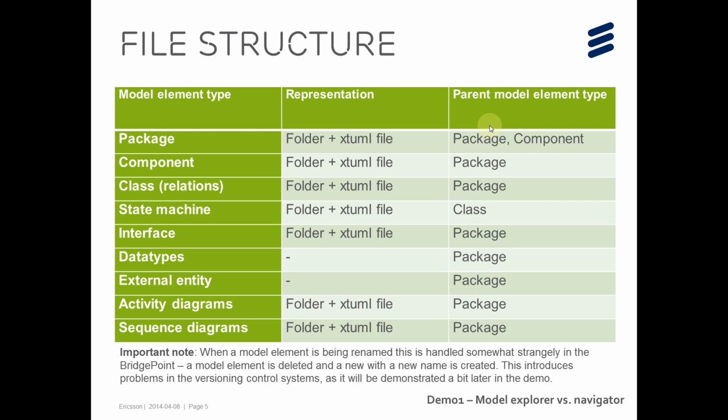It's also important to understand how the xtML model elements are actually represented in the file and folder way. For example, a package, whose parent model element type can be another package or a component, usually has its representation as a folder with an xtML file. Another example is a component which also has a folder in which an xtML file is contained. The same is with class, state machine, interface, and almost any of the xtML model elements except for the data types and external entity.